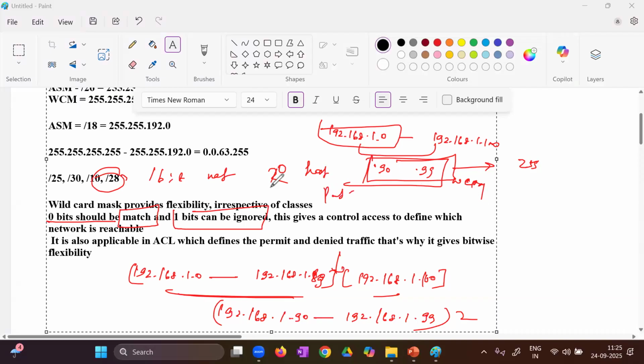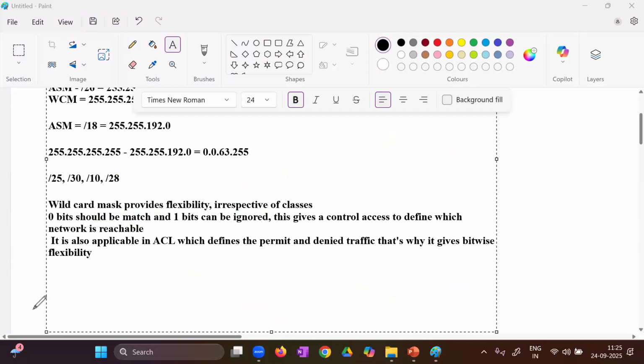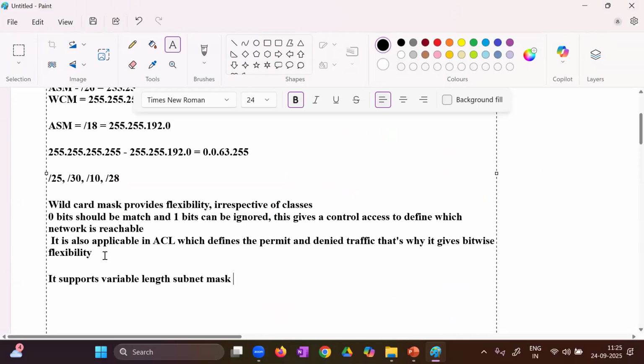Fine. So even just you are able to explain all the things that it is going to provide you, or it supports. One more point you can add, that it supports variable length subnet mask. Okay. So if any question comes, you can write that this is the opposite of what?